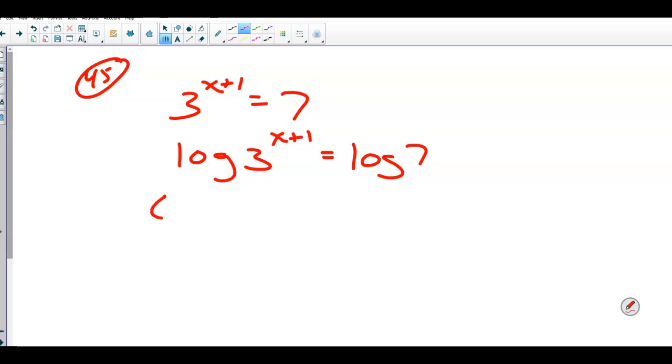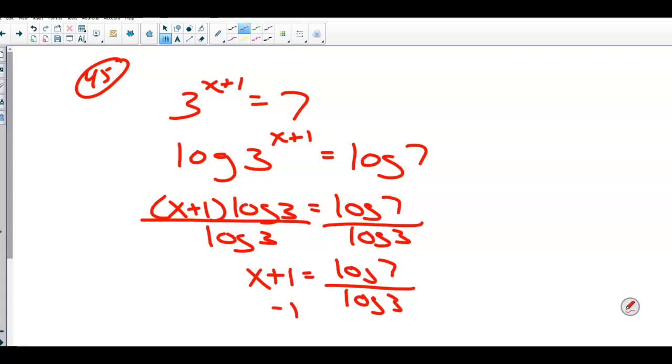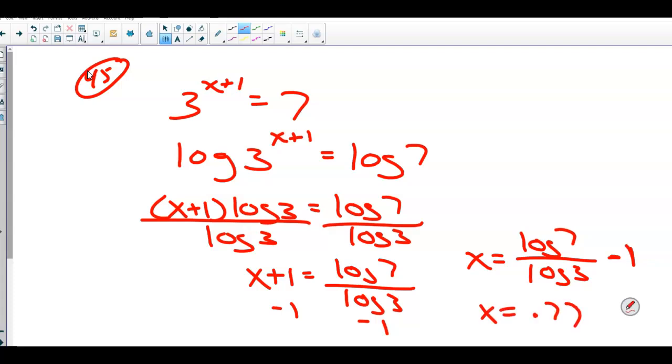When we have an exponent, that means we can throw it to the front of the log. We divide both sides by log 3. So x plus 1 equals log 7 over log 3. And I finish the problem off by subtracting 1. So x equals log 7 over log 3 minus 1. So the answer here, we put that in our calculator, is 0.77.